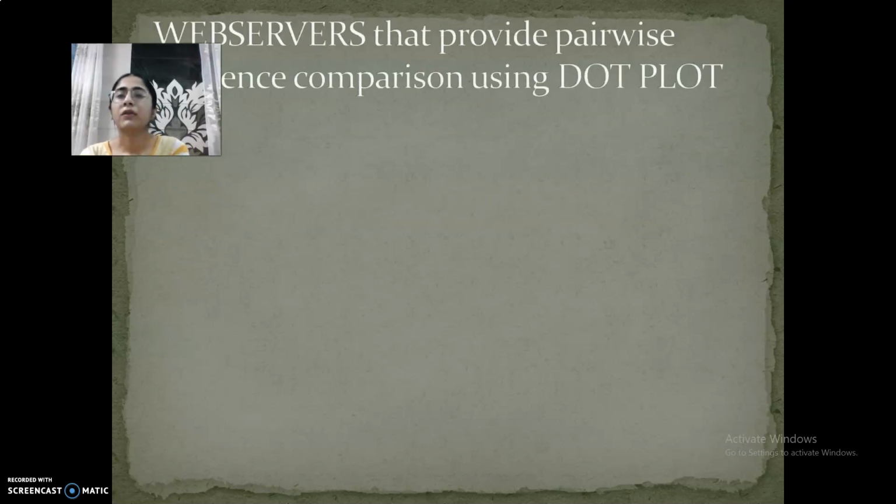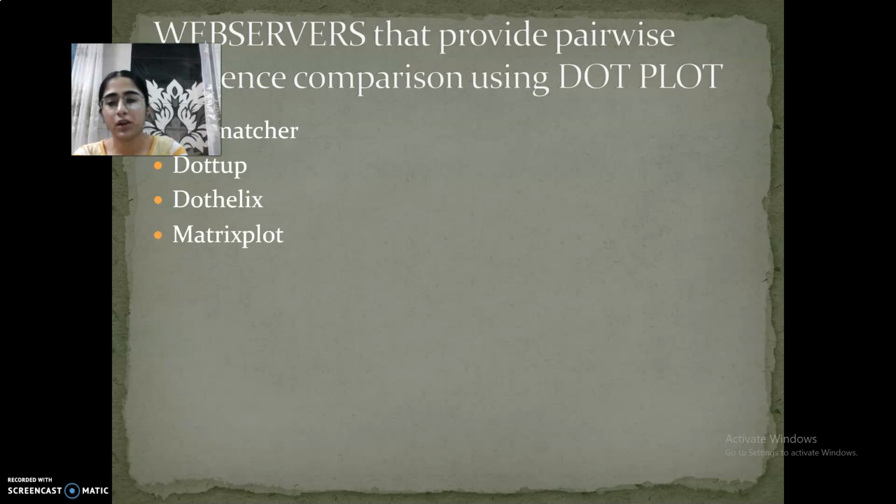There are various web services that provide pairwise sequence comparison using the dot plot method. These are Dot Matcher, Dotlet, and MatrixPlot.